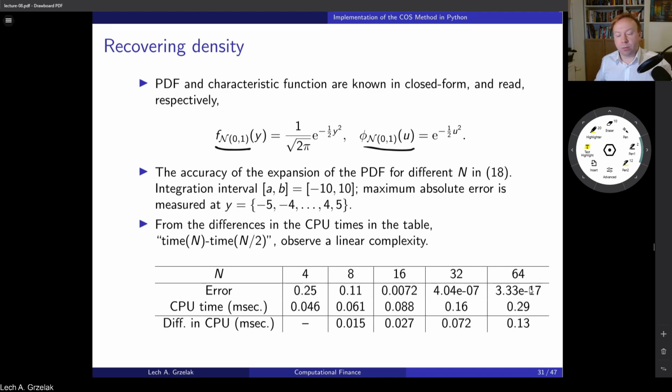As you can already see from this table, once we have 32 terms in the expansion, accuracy is extremely good, because we have an error of 10 to the power of minus 7. If we have 64 terms, we are already approaching the machine precision level, so 10 to the power of minus 17. Let's take a look at the code.